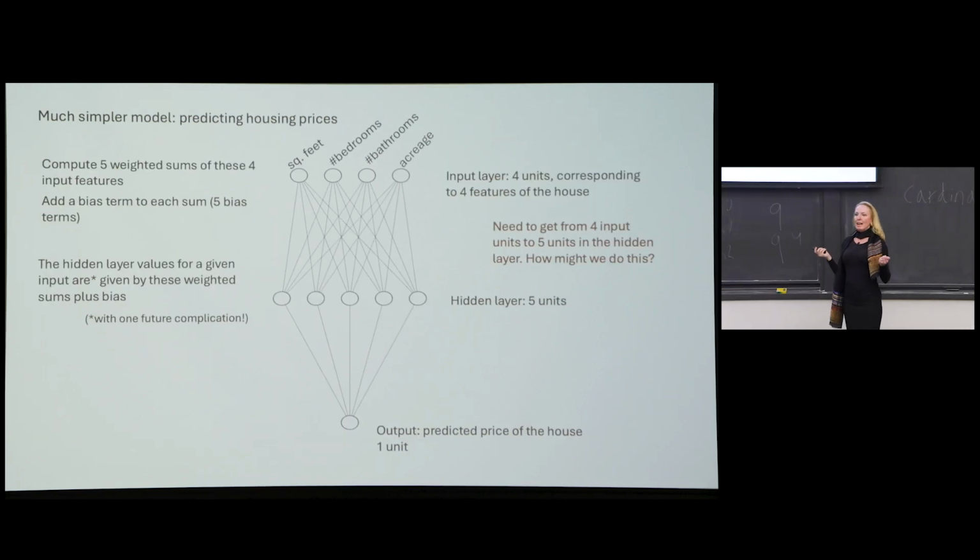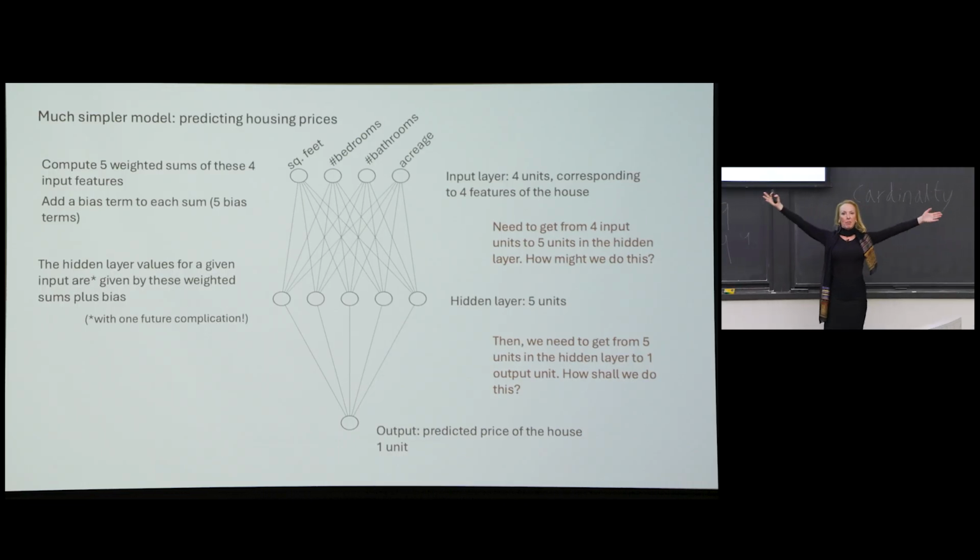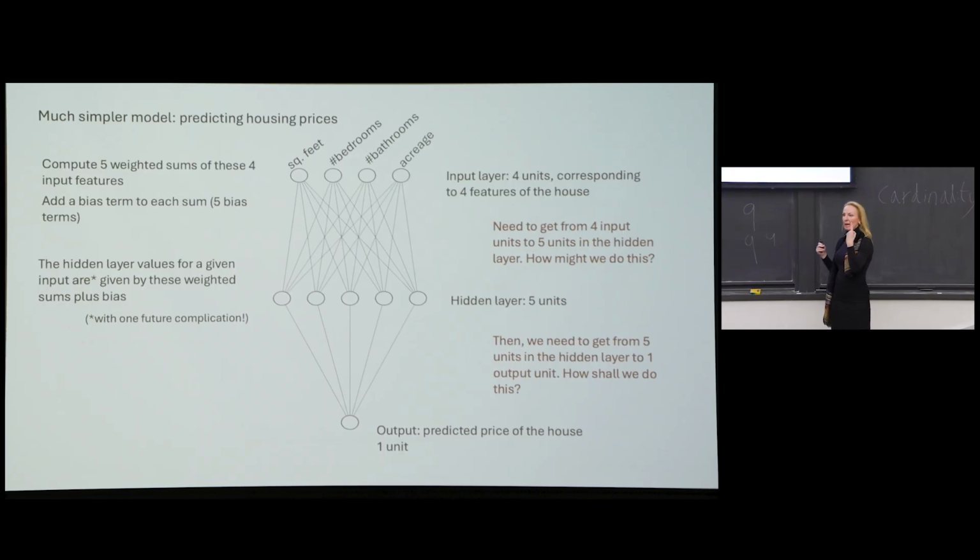And then how do we get to the output from here? We want to take 5 numbers and transform it into 1 number. We just need one weighted sum. Here I only have one thing. I'm only outputting one number here, which is going to be the predicted price of the house.